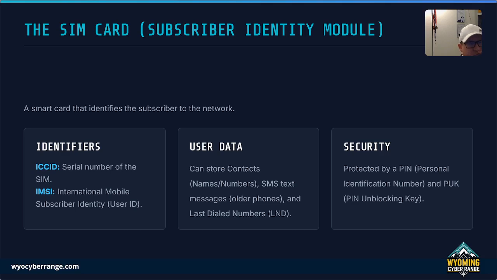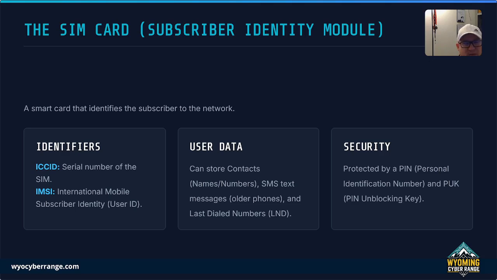Now, we need to understand that the SIM can store its data like contacts or older SMS messages or even a recent call history. But just know that sometimes it's going to be protected, especially if they have a PIN enabled on their phone. So it will have a PIN unblocking key.